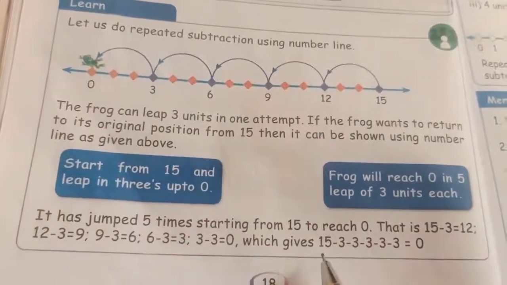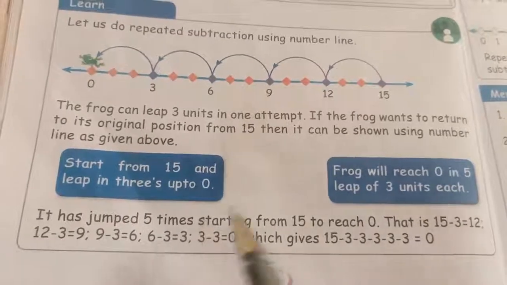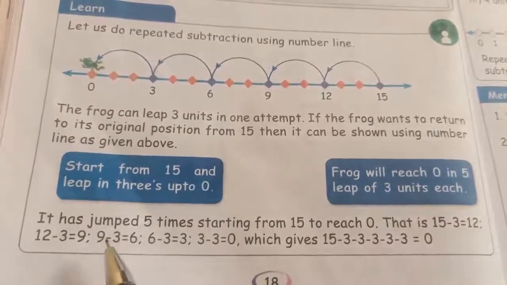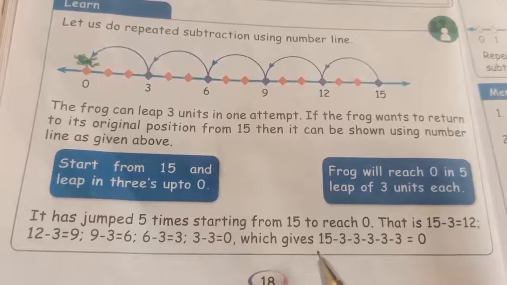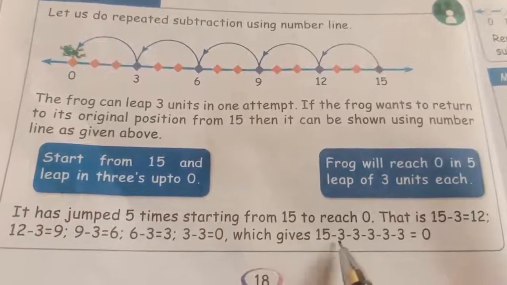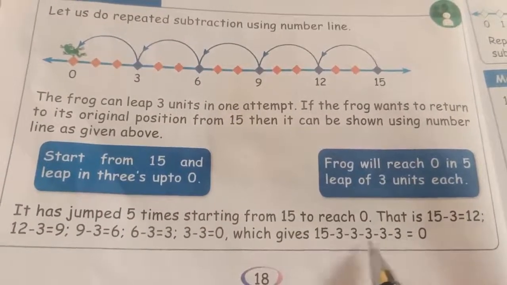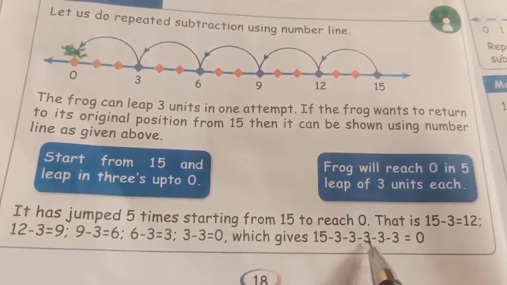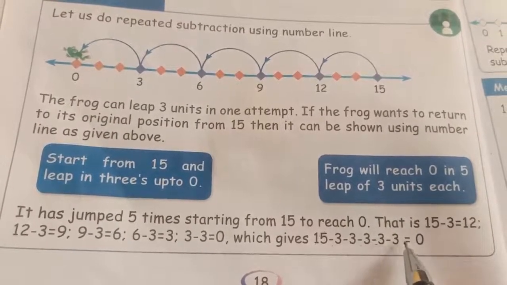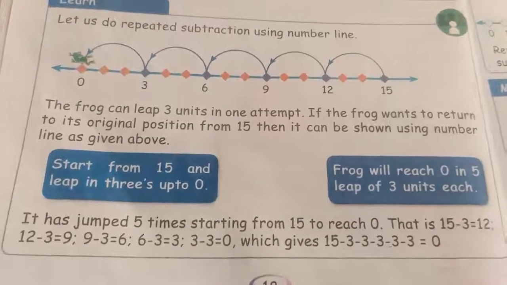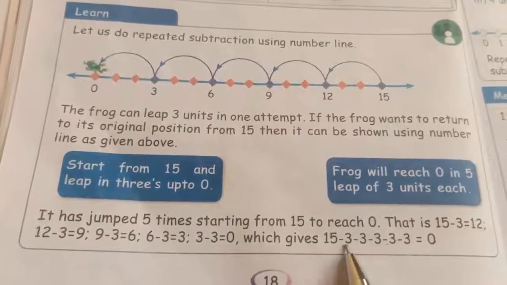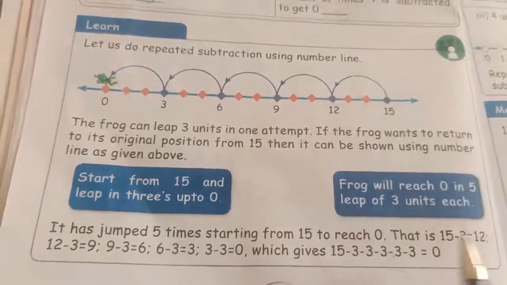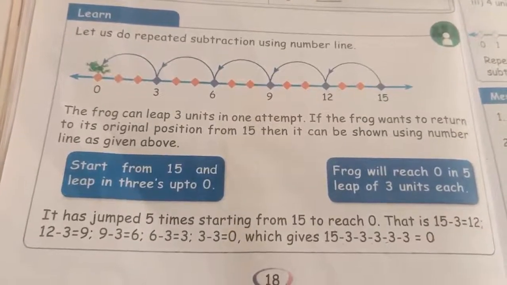So which gives 15 minus how many times? 1, 2, 3, 4, 5. So 5 times we can subtract 3. So 15 minus 3 minus 3 minus 3 minus 3 minus 3 is equal to 0. So here we are subtracting 3. So this is called repeated subtraction.